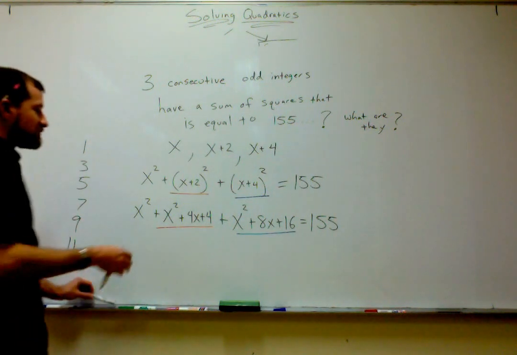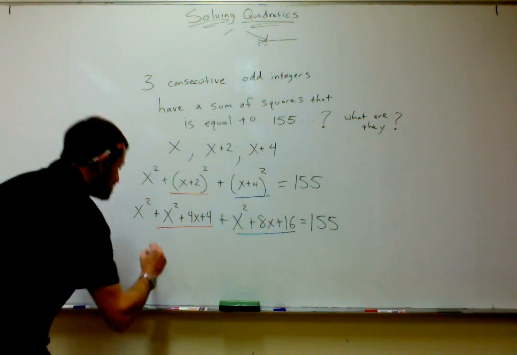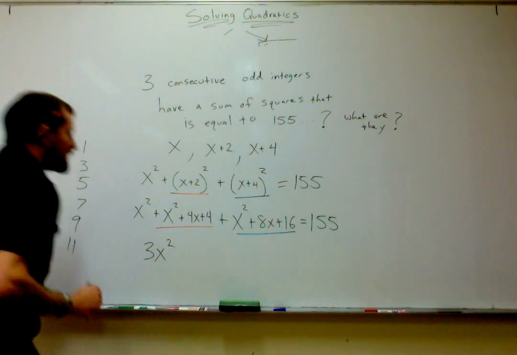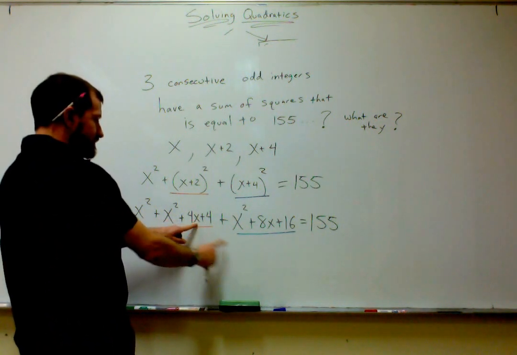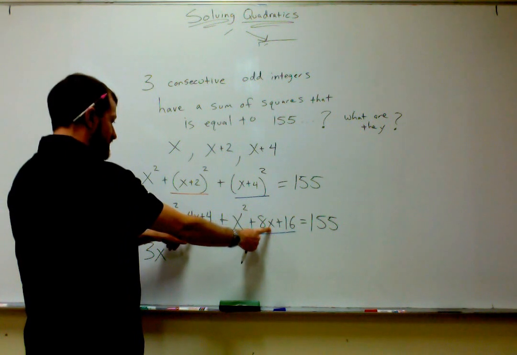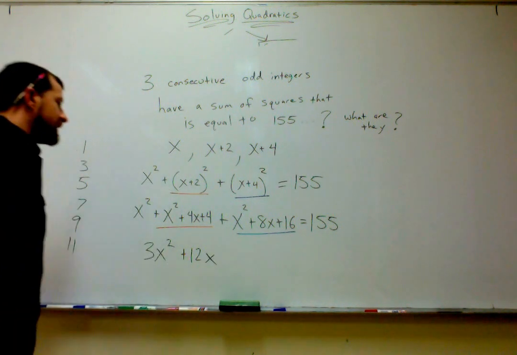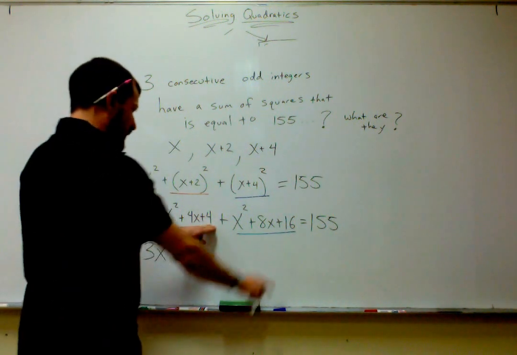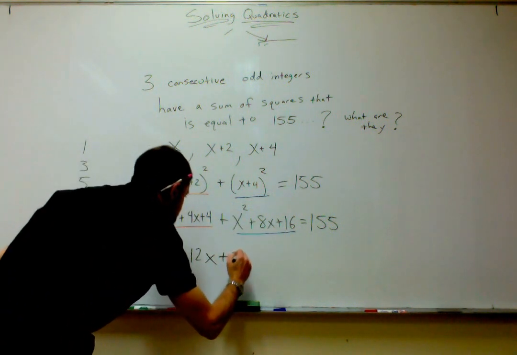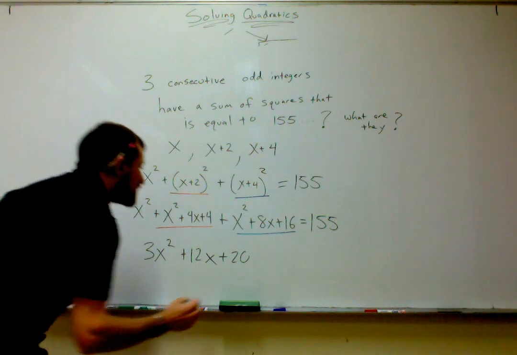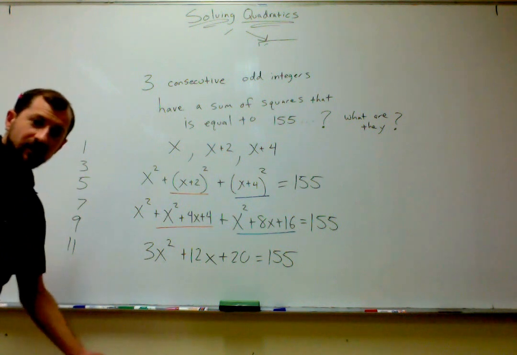So now let's just combine all of our like terms. I have 1, 2, 3 x squareds. How many x's do I have? Well, I have 4 here and 8 here. So that's going to be 12 x's. And how about my numbers? Well, 4 and 16 equals 20. So plus 20. And this is going to equal 155. So that wasn't too hard.